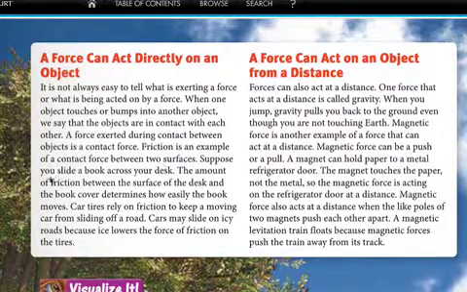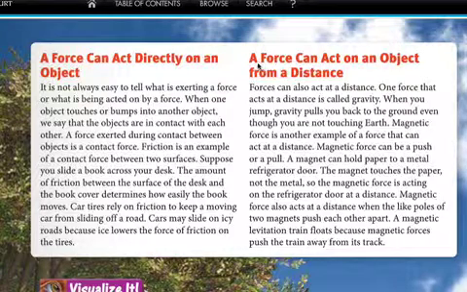Suppose you slide a book across your desk. The amount of friction between the surface of the desk and the book cover determines how easily the book moves. Car tires rely on friction to keep a moving car from sliding off a road. Cars may slide on icy roads because ice lowers the force of friction on the tires.